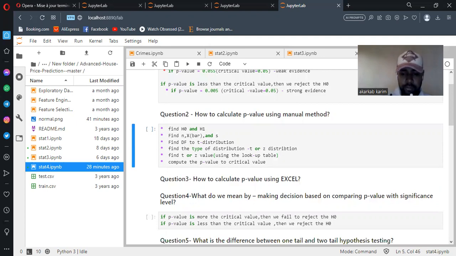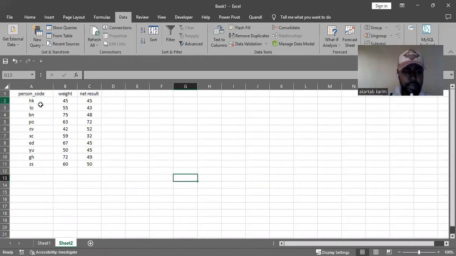Well, if you look at Excel here, as you see with me, I'm taking this random example. Okay, we have person code here, we have weight and we have net results. To do that in Excel, we can just go to Data. Whatever version we have, we can look in the Data tab where it is, or we can add it. I will put the link for you to add it to our menu if it doesn't exist.